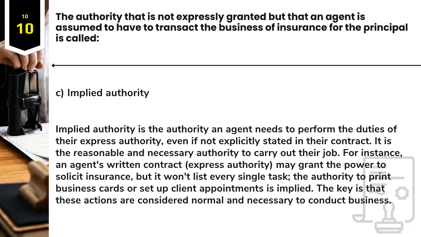For instance, an agent's written contract, express authority, may grant the power to solicit insurance, but it won't list every single task. The authority to print business cards or set up client appointments is implied. The key is that these actions are considered normal and necessary to conduct business.